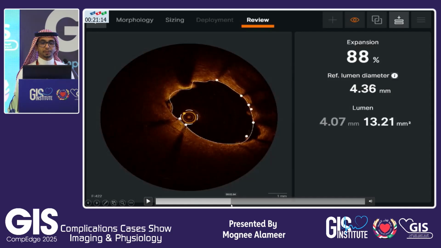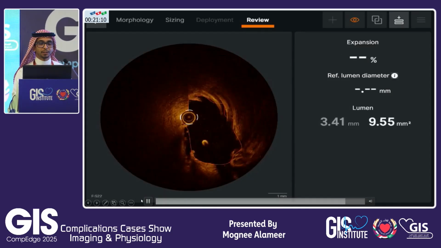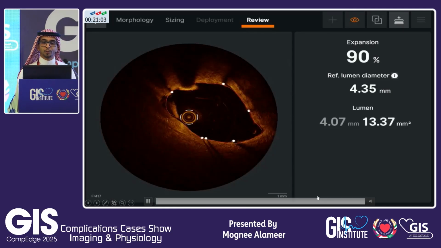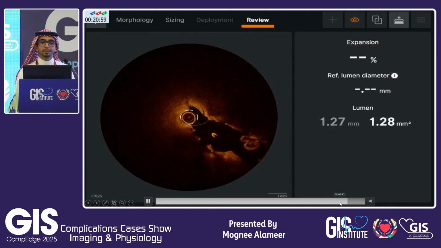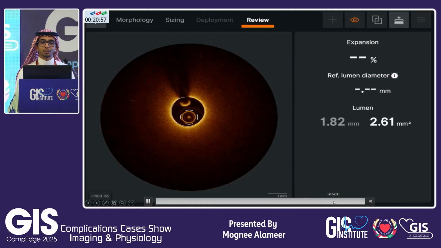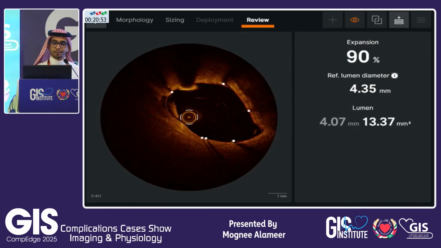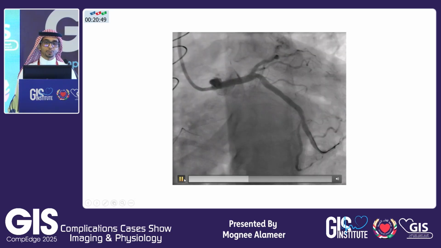So it's better expansion, more than 80%. And most of it is 90%. We have some artifact here, actually, because of the prolapse of the catheter in the ostium of the circ, it's not moving well. This is the final picture. The patient went home asymptomatic.